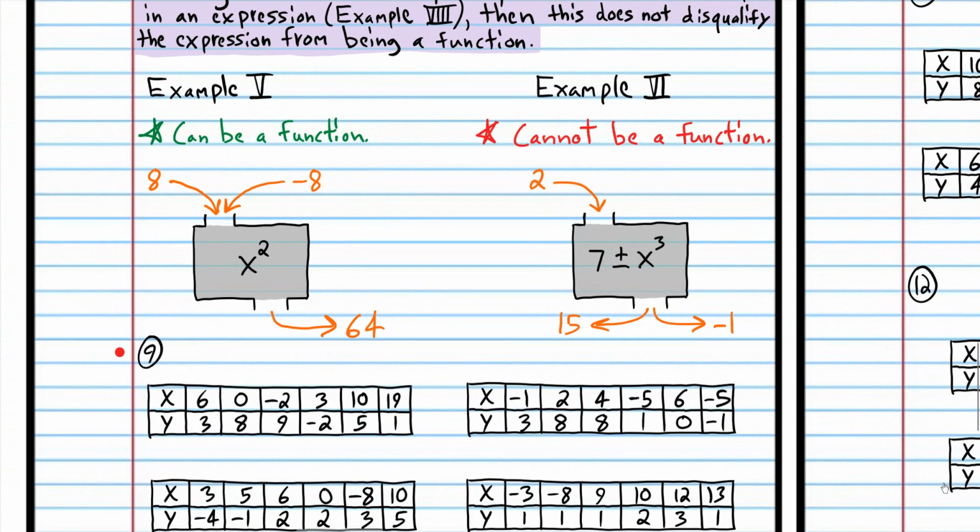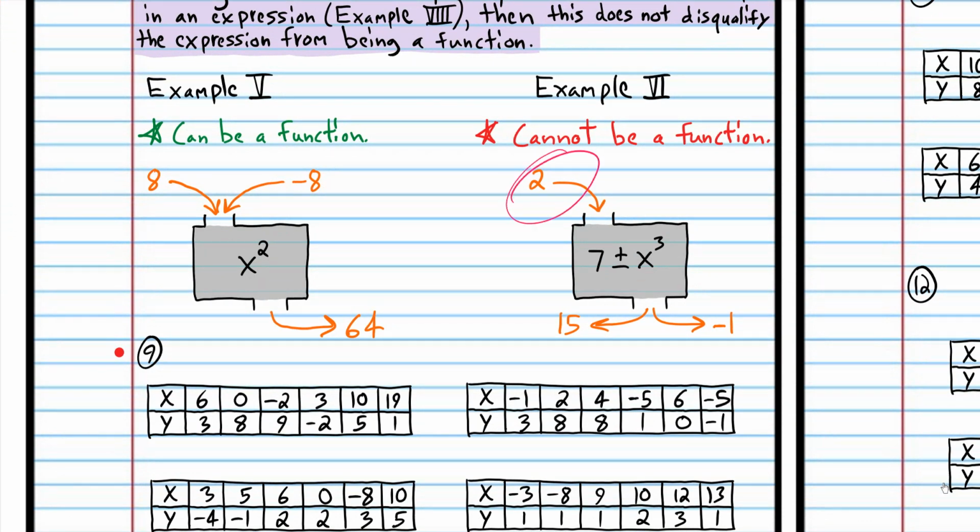This is an example where we have one input and two outputs because we have the plus or minus symbol. So this expression cannot be a function, but this expression can be a function, even though we plug in different inputs and we get the same output. In contrast, here we plug in one input and get two different outputs. That's not a function.